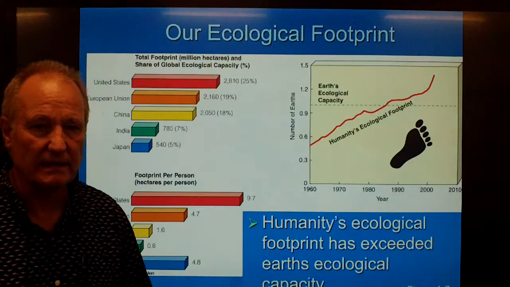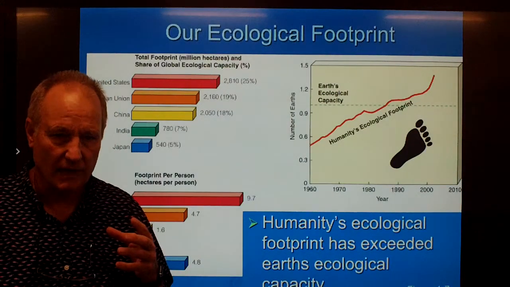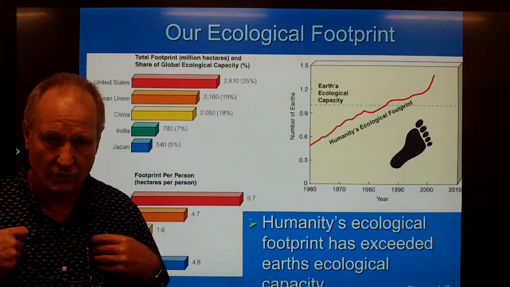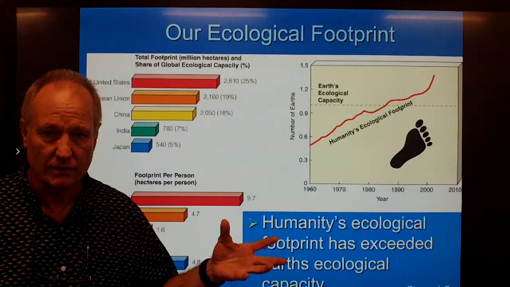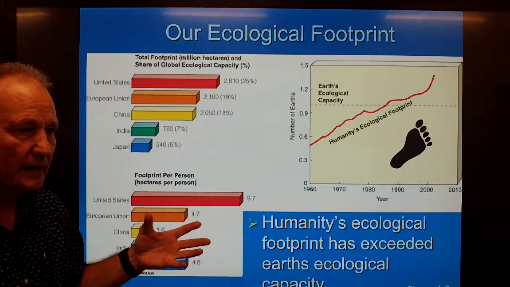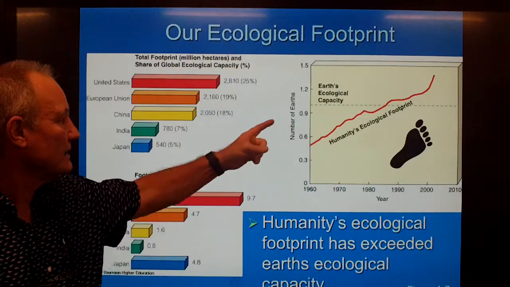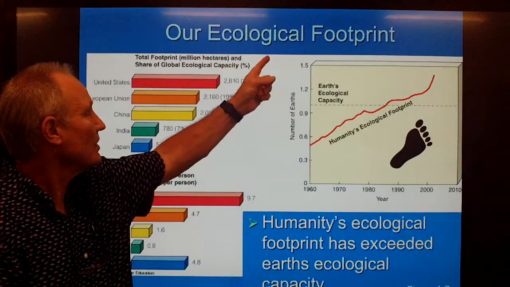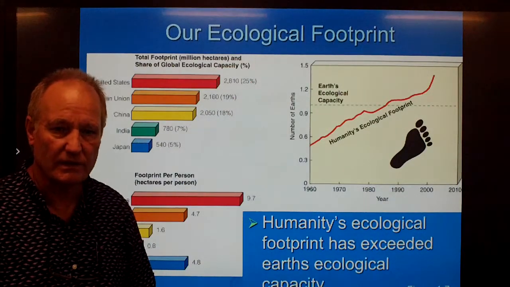Okay, next idea is how many renewable and non-renewable resources do we as individuals use, or we as a nation use, or we as a world use, and how much can the Earth sustain? So this is what's called the Earth's ecological capacity, or the ecological footprint. So how big of a footprint do each of us make?